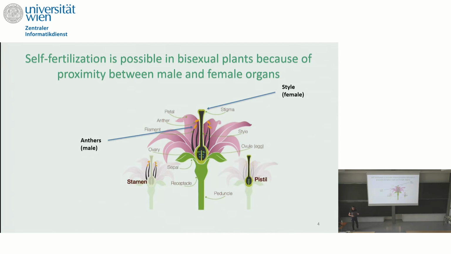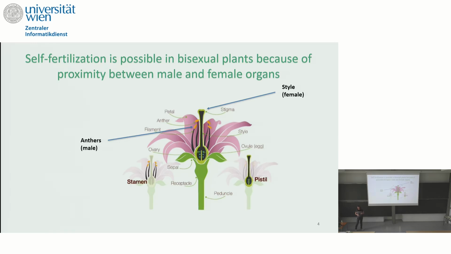So first, since there are no plant biologists here, what is self-incompatibility in a nutshell? Many plants are bisexual. That means that they have both male and female organs within the same flower. So this is the male organ, the anther. This is the female organ. These are the ovules here at the bottom in the ovary.